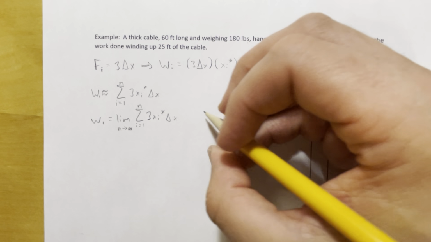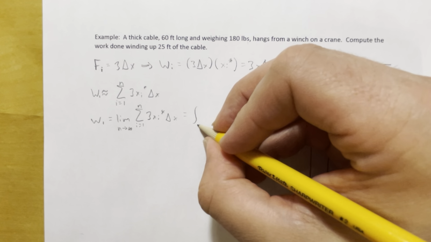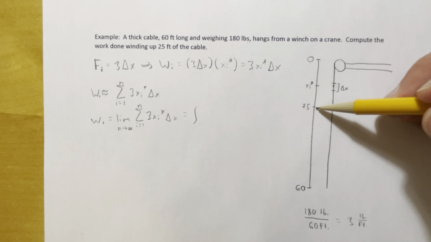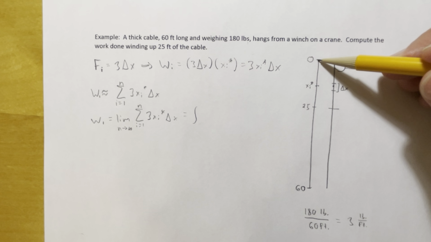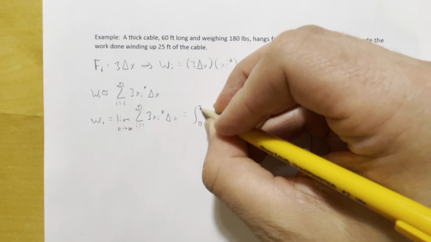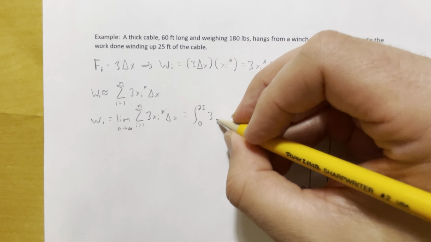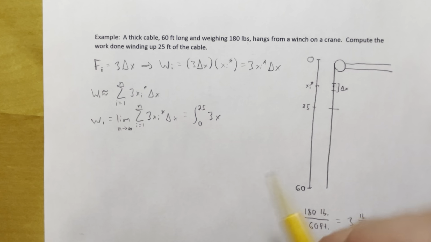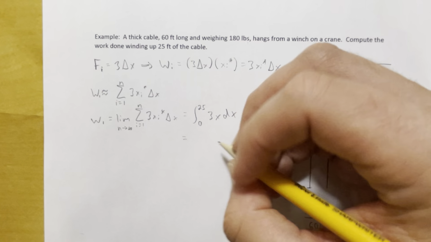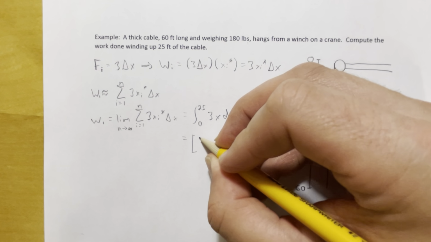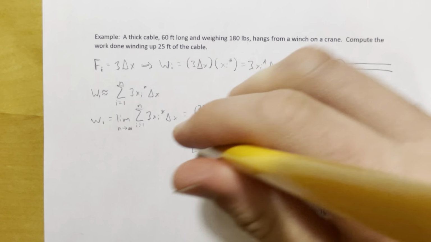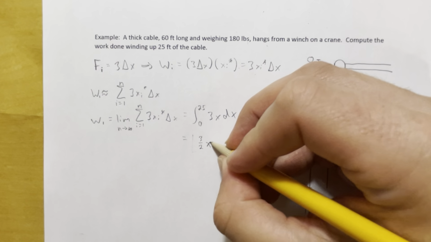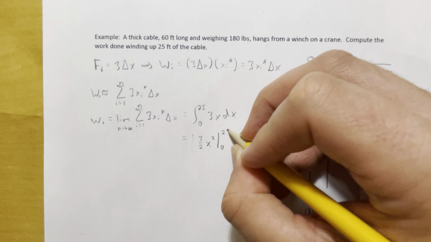Okay, this limit turns that Riemann sum into an integral. And this time, what are the limits of integration on my integral? Well, looking at my coordinate system, I have a cable going from 0 all the way down to 25. So 0 to 25 are my limits of integration. This becomes a 3x. Delta x becomes dx. Integrating this gives me 3/2 x squared from 0 to 25.